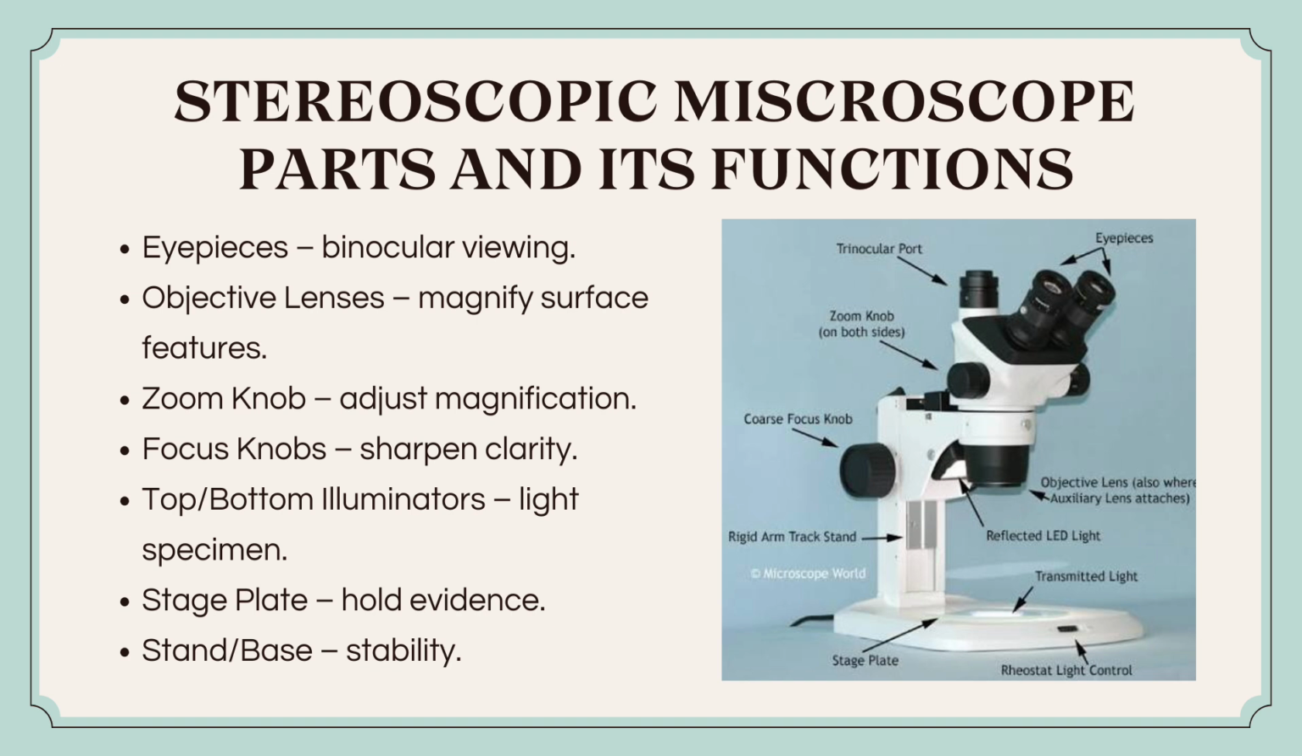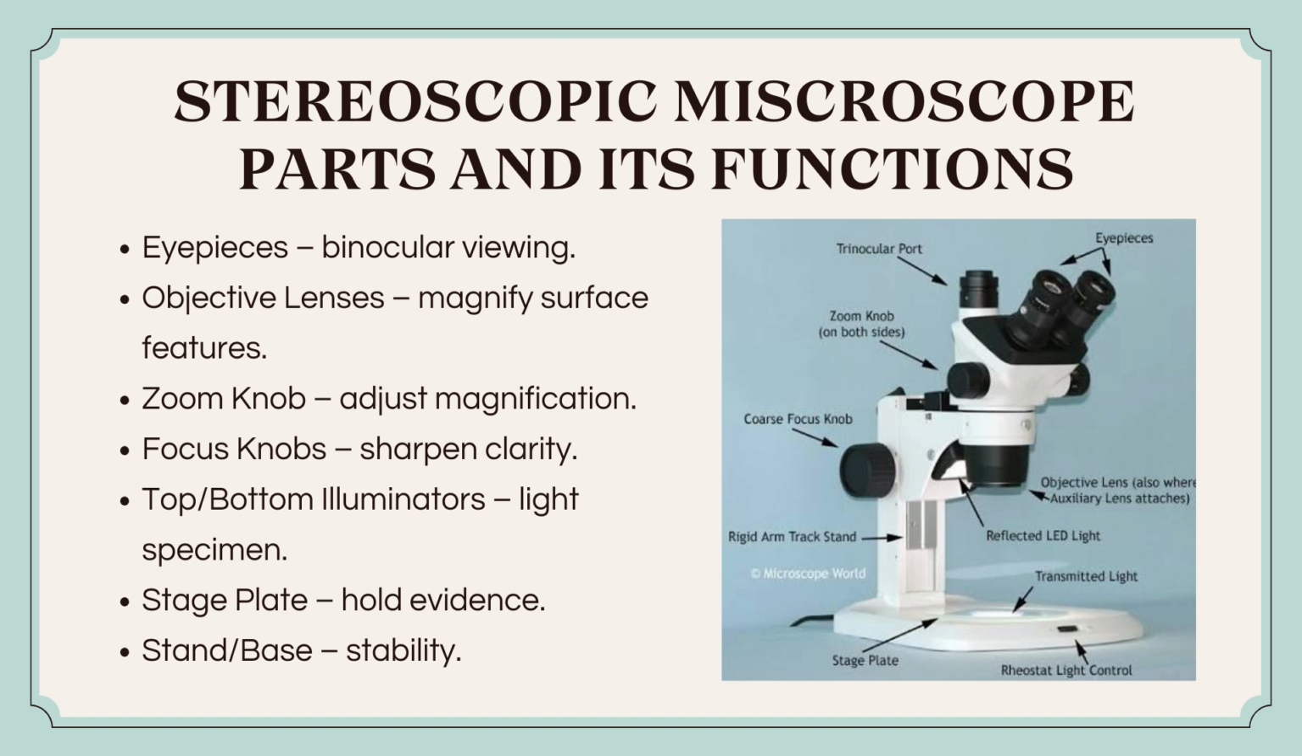Sixth, the transmitted or bottom illuminator. The transmitted illuminator shines light upward through transparent objects, although it is rarely used in ballistic examinations. Seventh, the stage plate. The stage plate serves as the flat surface where bullets or cartridge cases are positioned for observation. Eighth, the stand or arm. The stand or arm holds and supports the optical components, keeping them steady during examination. Lastly, the base.